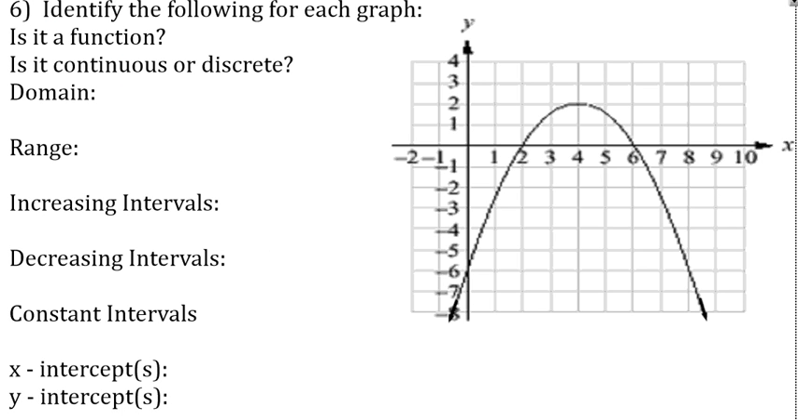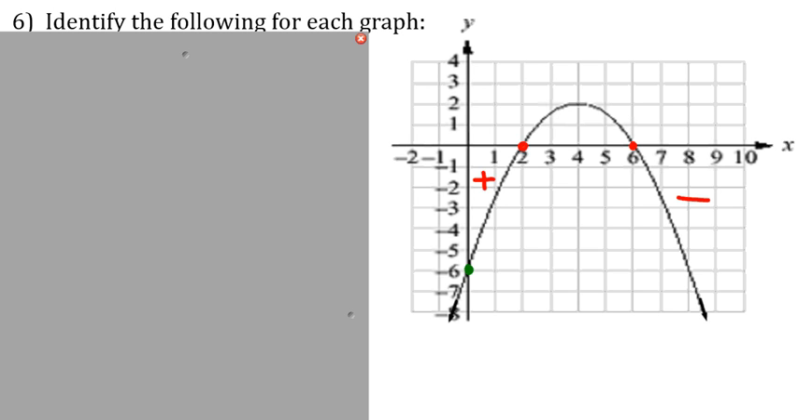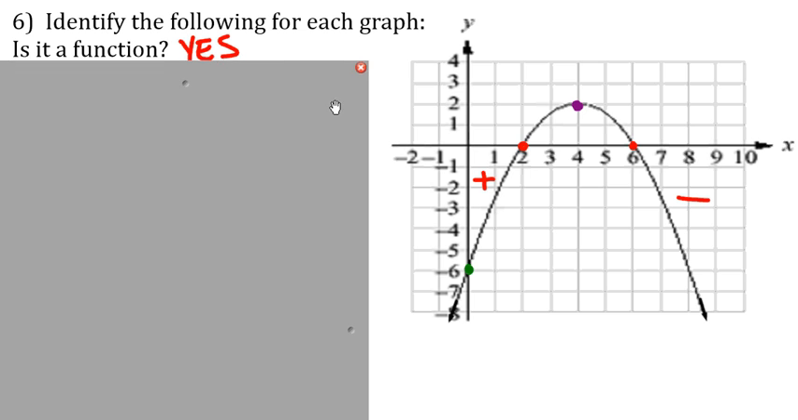Here's our last scenario. Mark up your graph to answer your questions. Be careful with your notation. All right, so we can see we have one y-intercept, two x-intercepts, one increasing interval, one decreasing interval, and we have a change in direction here at this point. So it's a continuous function.